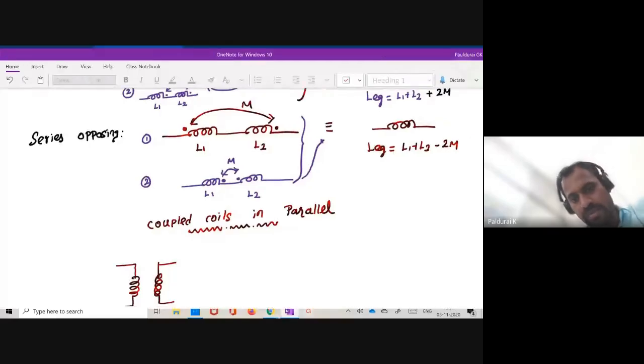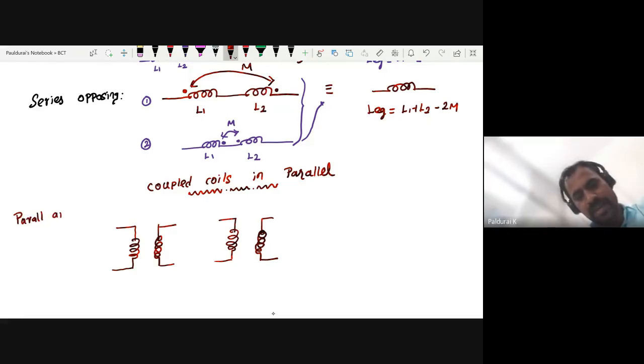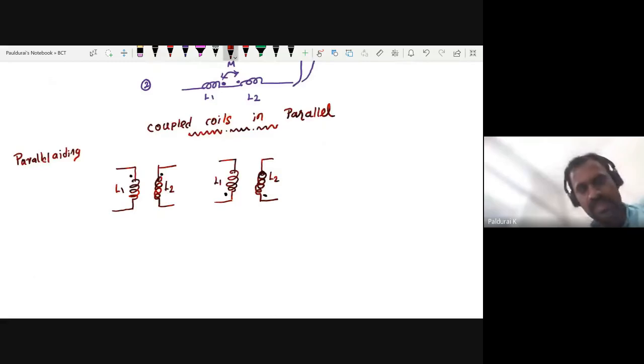So now coupled coils in parallel. Here also we have parallel aiding. What does it mean? Take this as L1, L2. Both may be entering or both may be leaving. This is called parallel aiding. Then you know how to sketch the diagram for parallel opposing.